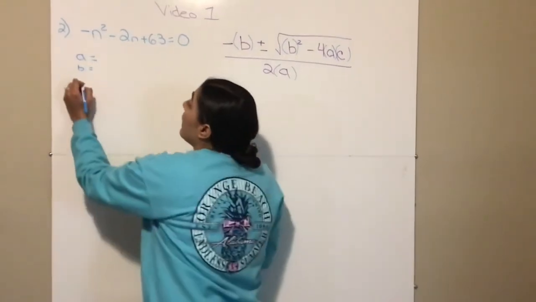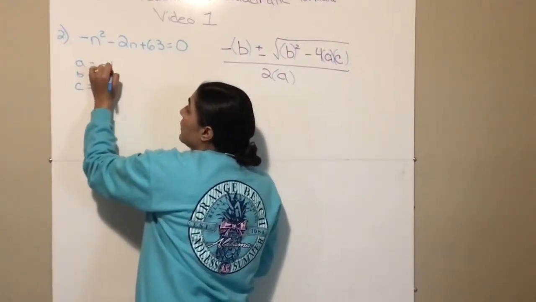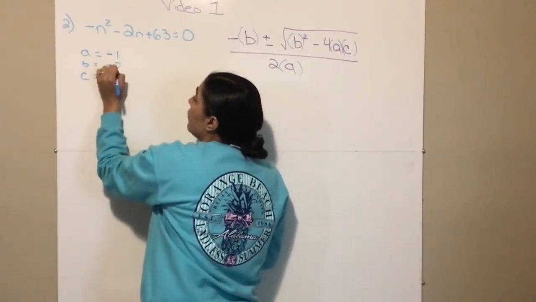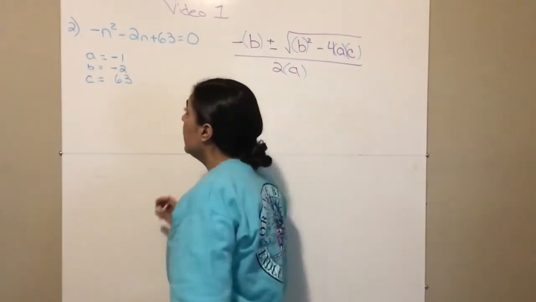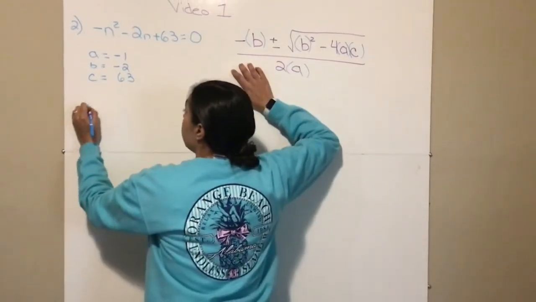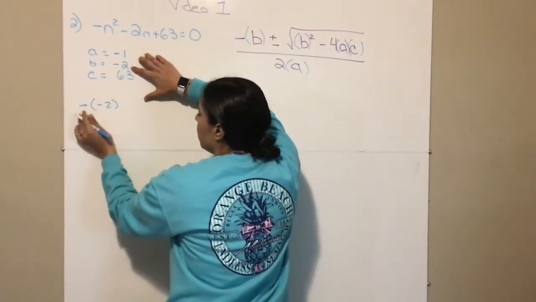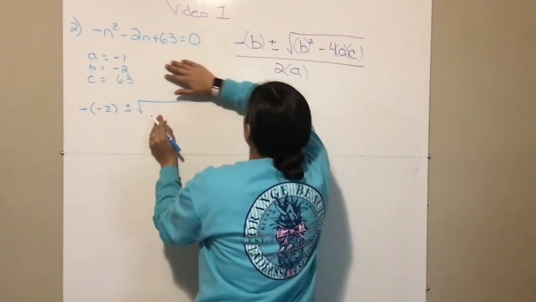So our A is going to be negative 1 because there's a negative out there. Our B is going to be negative 2, and our C is going to be 63. So we're just going to plug in the stuff where it goes. So you got negative, and our B is negative 2, and this is why we use parentheses, because when you have a negative, make sure that you're doing what you're supposed to be.